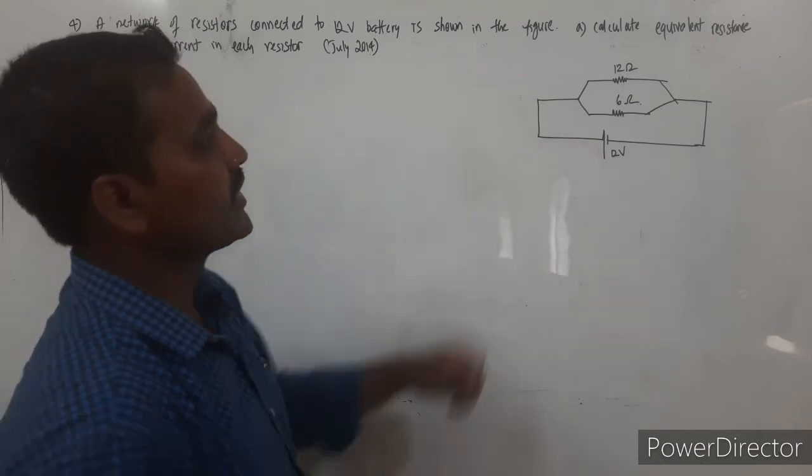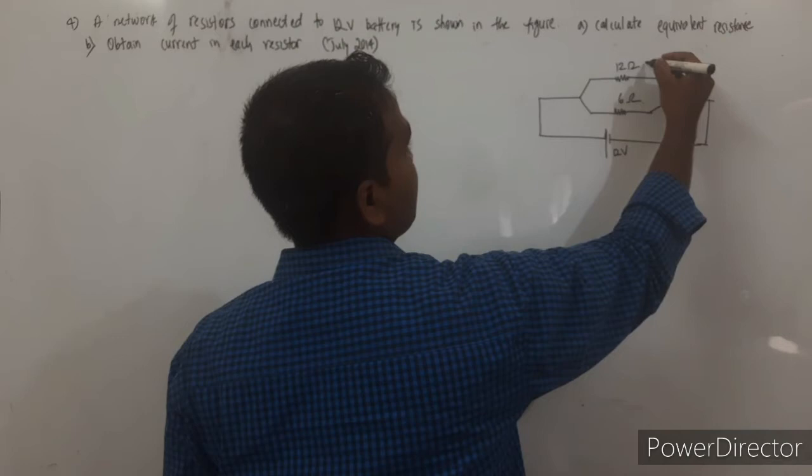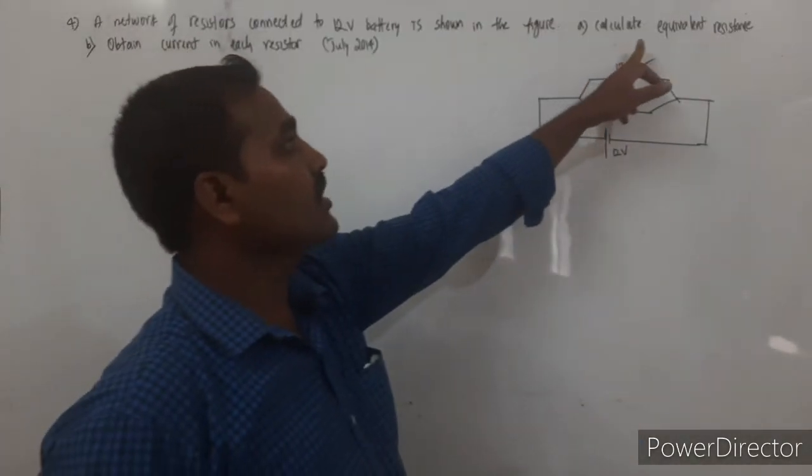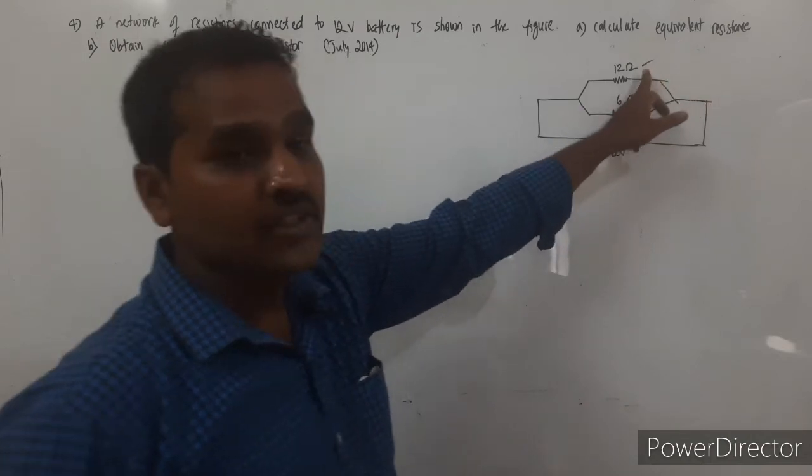They have given the figure here. There are 2 resistors of resistances 12 ohm and 6 ohm each. Then we have to find out the equivalent resistance of the combination.